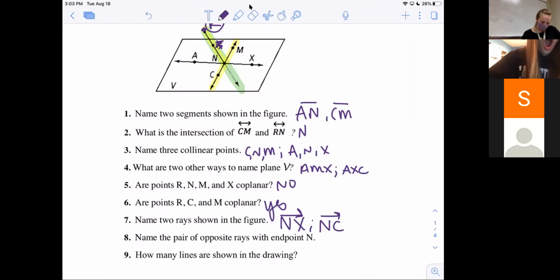Name a pair of opposite rays with the endpoint N. Are NX and NC opposite rays? Did the example we used last, could we use that here? They go in opposite directions? They have the same endpoint, so we're so close, but not quite. What would make an opposite ray with NC? What would make the opposite ray with that? And what? M. Good.